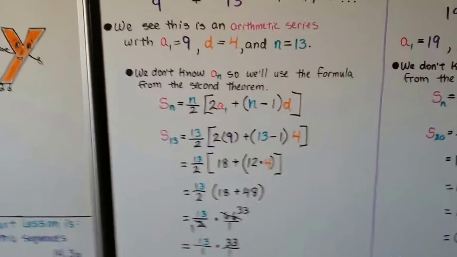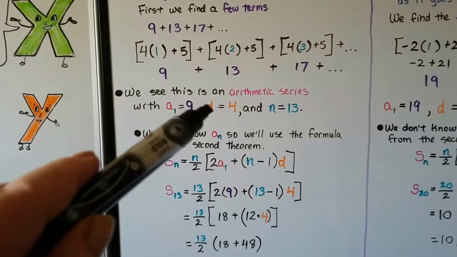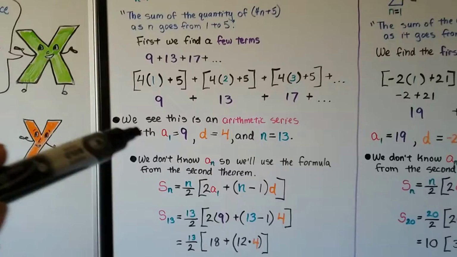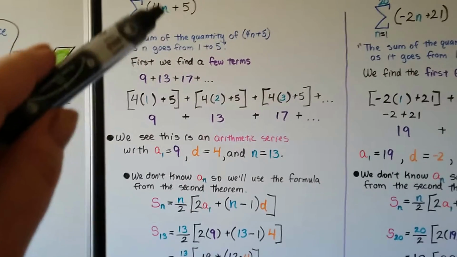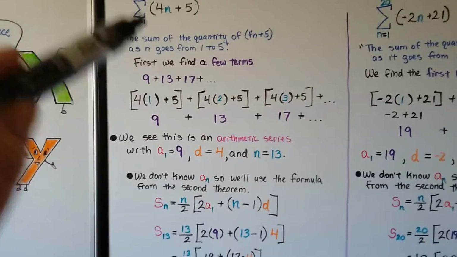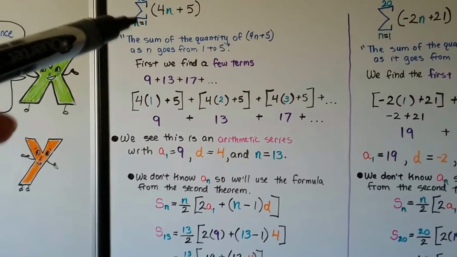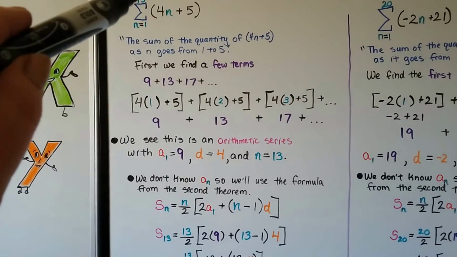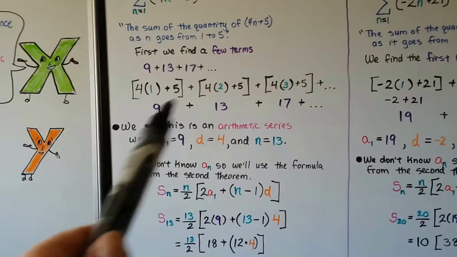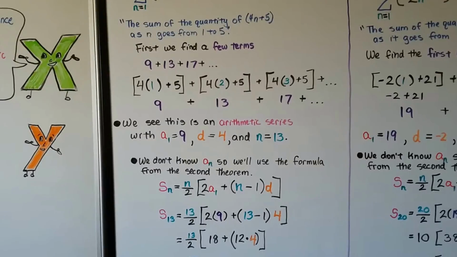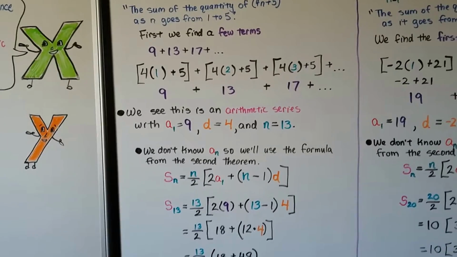So do you see how I found the a sub 1, the d, and the 13? We used this to find a few terms and plugged in 1, 2, maybe the third or fourth one. We know it goes up to 13, so n is going to be 13. And we saw the difference between them, the common difference, so that gave us d equals 4, okay?